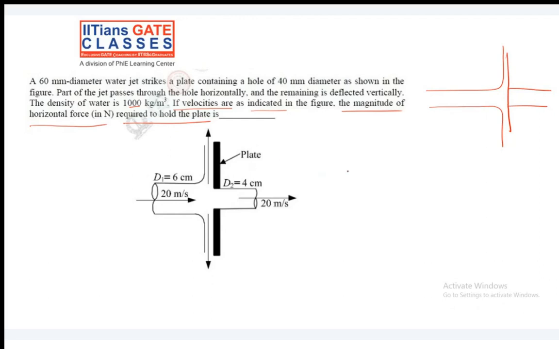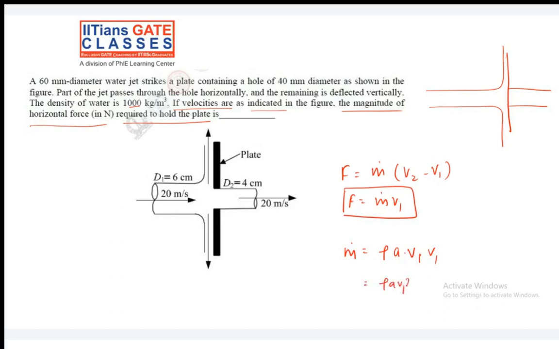Initially, if there was no hole, the formula was m dot into V2 minus V1, and since V2 is 0, that means this is m dot V1 if I talk about magnitude. So what is m dot now? M dot is rho times area into velocity, and this is V1, this is also V1. So this is rho A V1 square. But what is the problem here? Whatever mass was coming at this point, only a few of them are striking and a few of them are getting passed out.